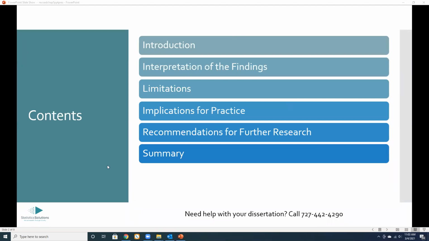All right, this is what we're going to cover. These are the basic components of the discussion chapter: introduction, interpretation of the findings, sometimes just called discussion itself, limitations, implications for practice, recommendations for further research, and sometimes a summary, not always needed.